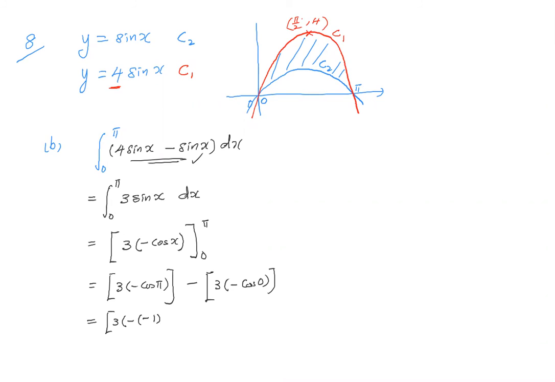So you see, your teacher has been doing maths for 40 years, still writing step by step. How about you? Cos 0 is 1. So this is 3, take away negative 3. So the answer is 6.